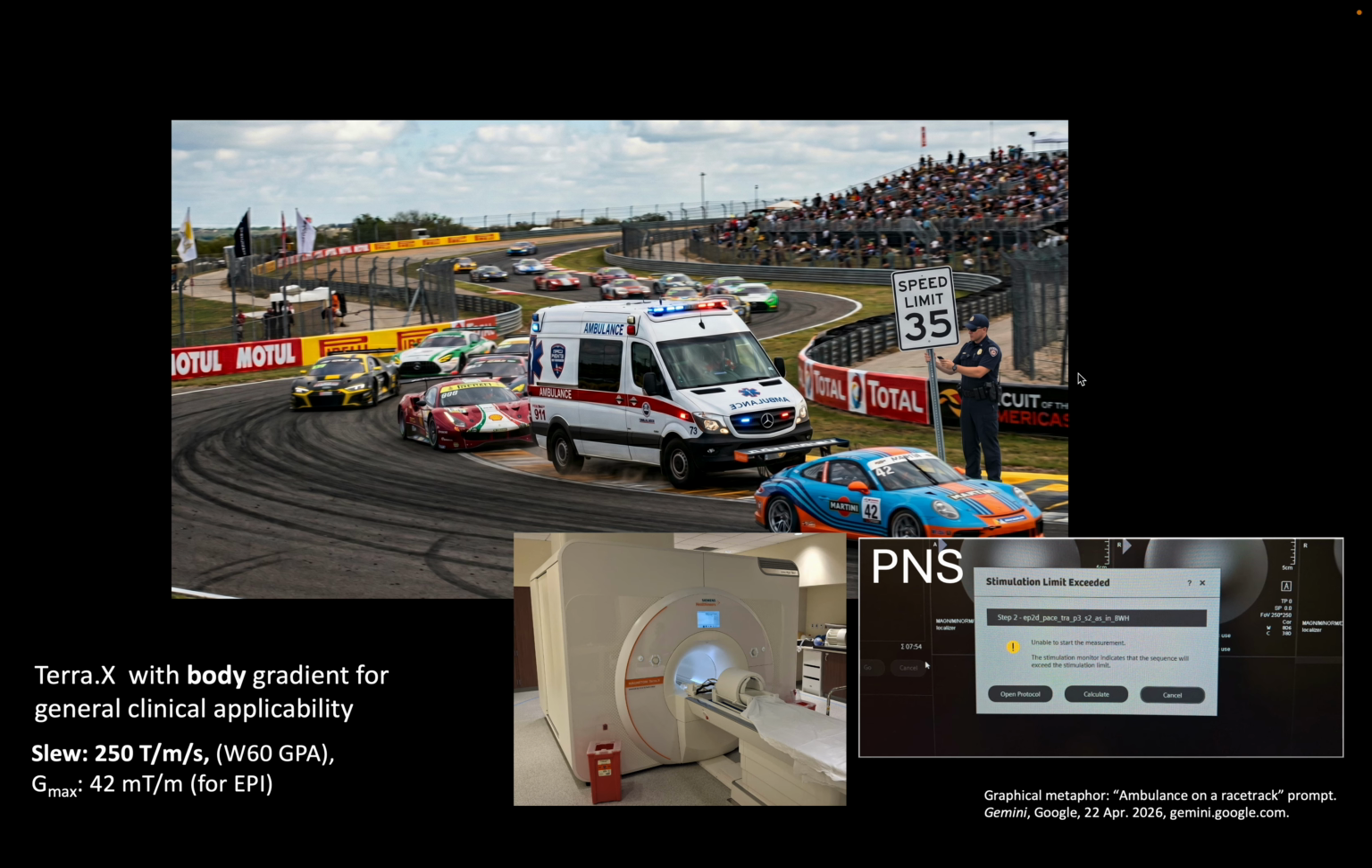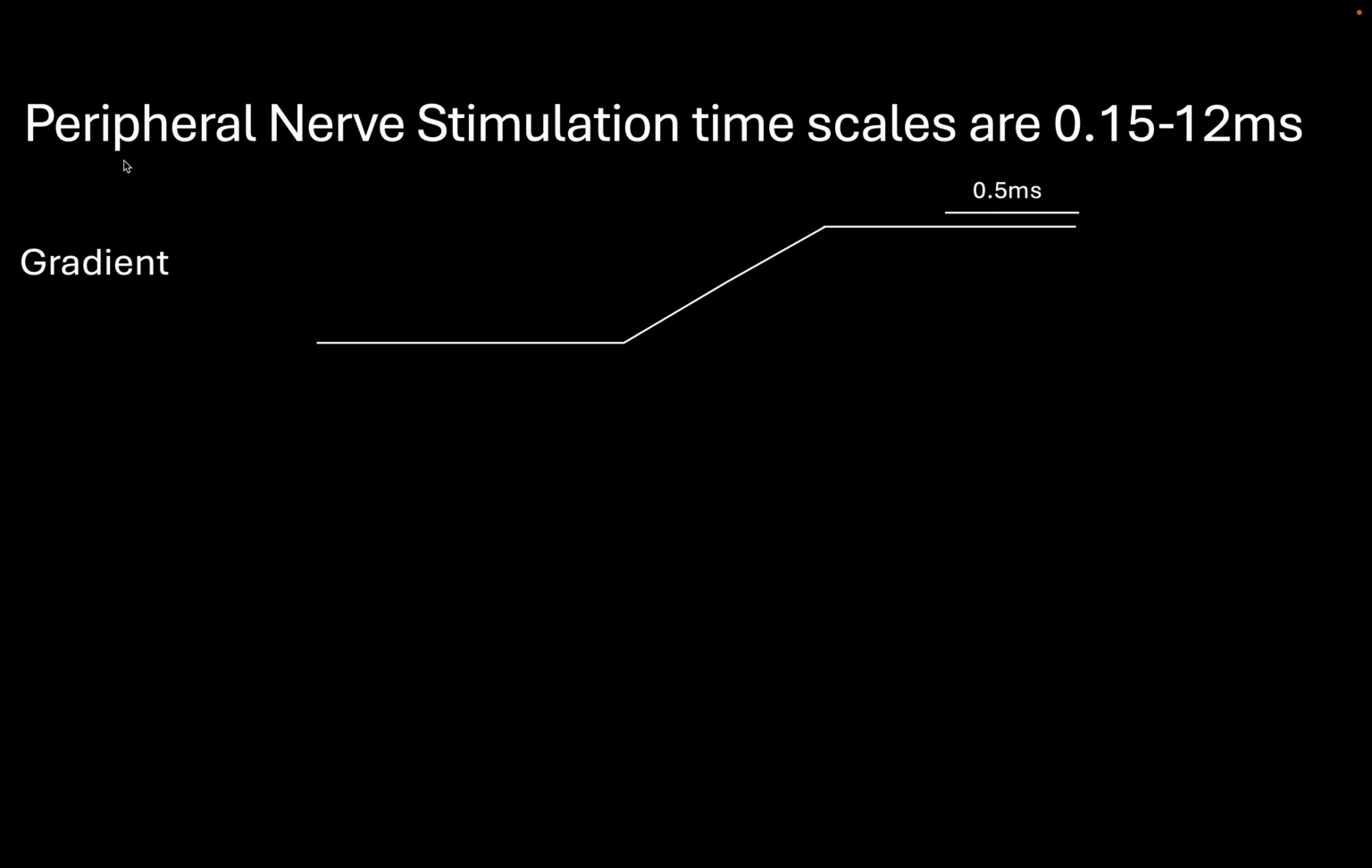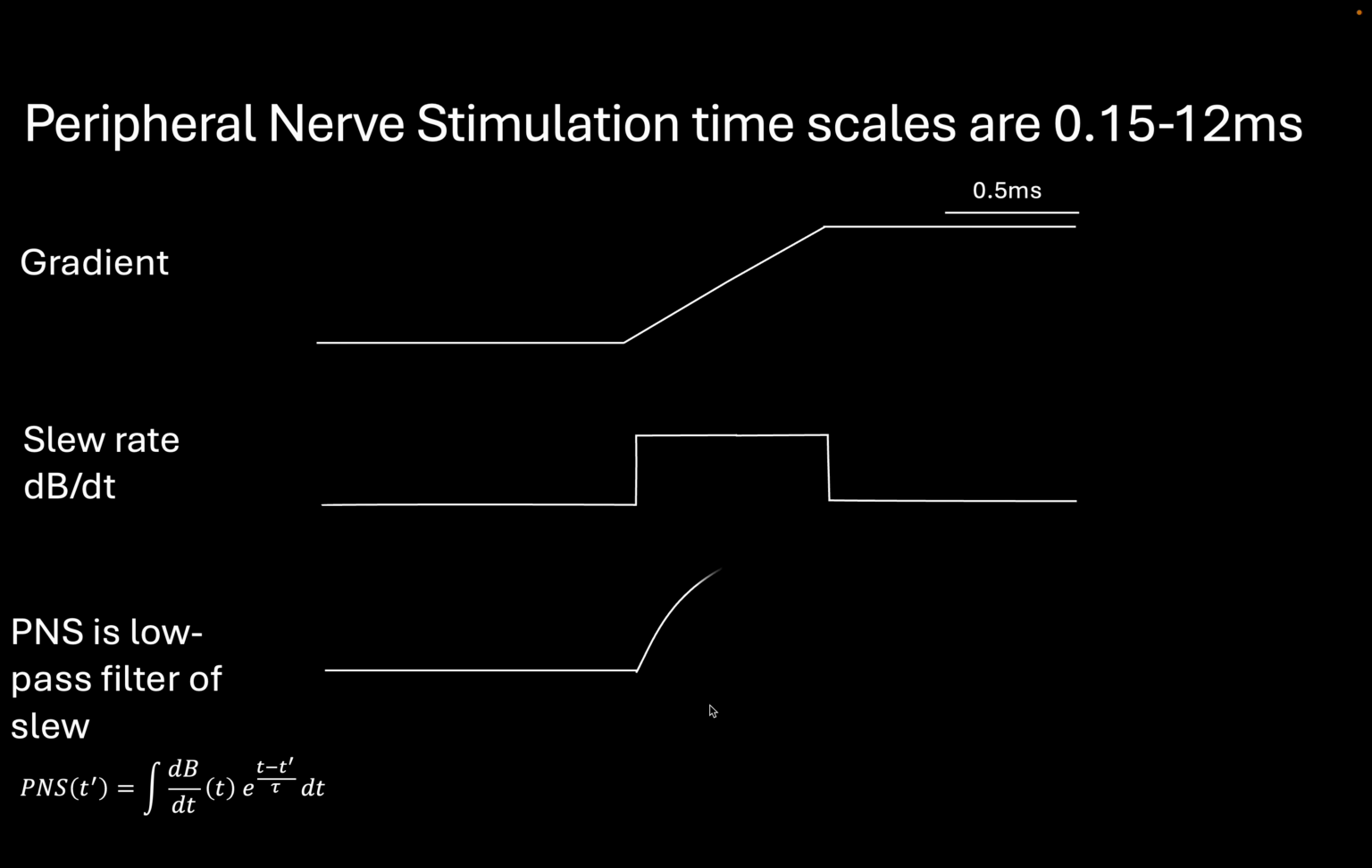And I would like to explain how this works by looking at PNS. So when you have a constant gradient, and then you slew it to a different gradient strength, like you would do in EPI, you would have a slew rate that is this boxcar over here. And then the PNS is ultimately a low-pass filtered version of this boxcar, right? At the beginning of slewing, the nerves are not really perturbed, but if you do it long enough, then bam, after 200 microseconds, you're exceeding your PNS threshold, and you cannot run this protocol on the scanner, right?